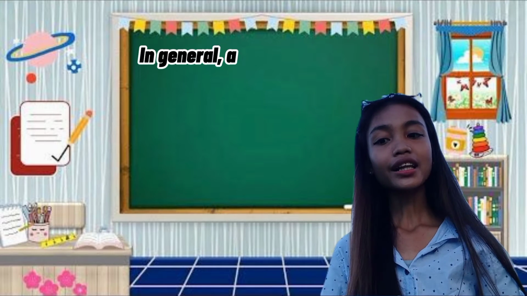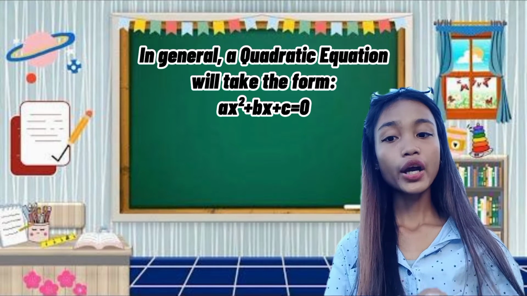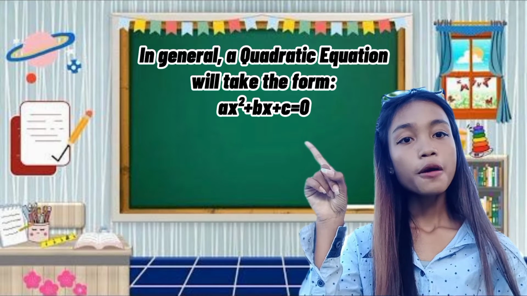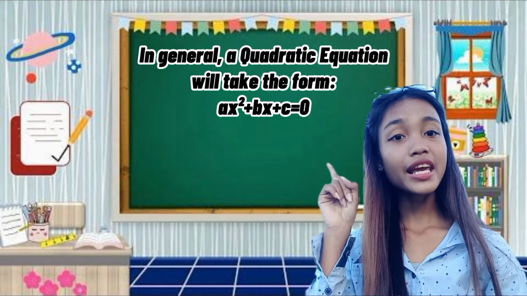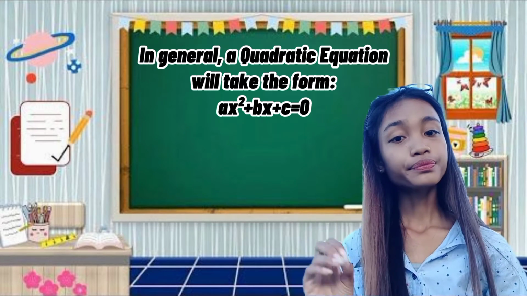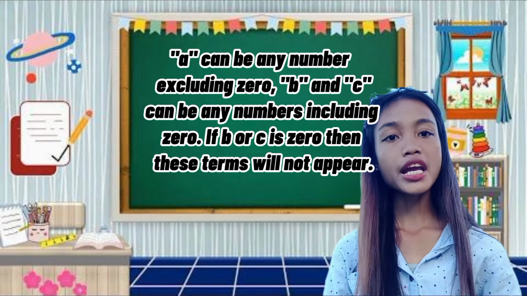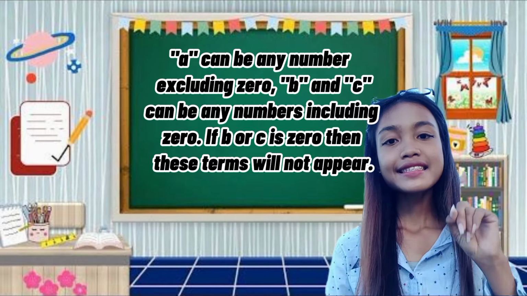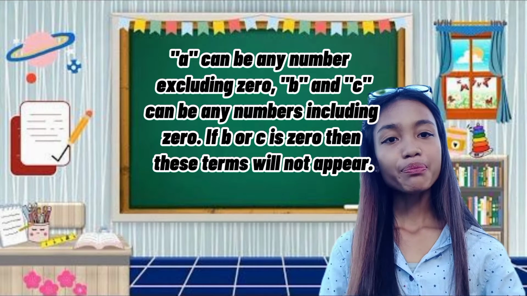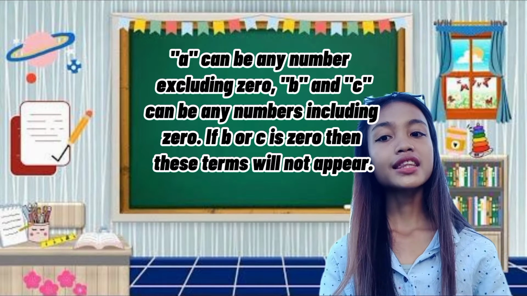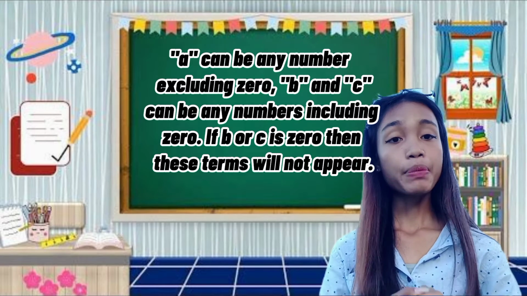In general, a quadratic equation will take the form ax squared plus bx plus c equals 0. a can be any number excluding 0. b and c can be any number including 0. If b or c is 0, then this term will not appear.